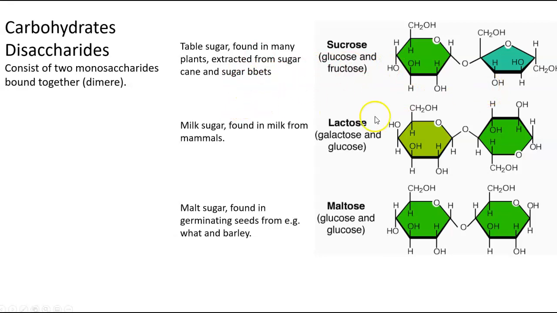Sorry. Lactose is also a type of sugar. That's the milk sugar found in milk from mammals, like cows and humans. And maltose is a type of sugar found in germinating seeds from wheat and barley. I made so many spelling mistakes. So in beer, for example, you find malt sugar.